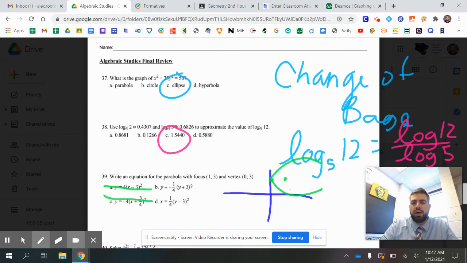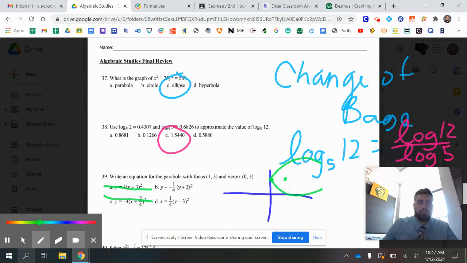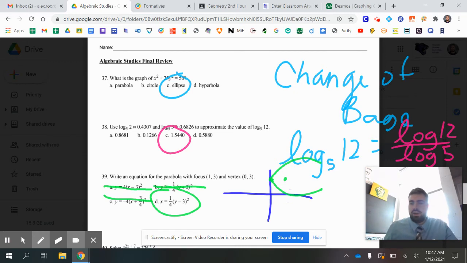So then I think about, okay, well, which one is it going to be if we have y equals or x equals something, right? So really, our only answer that makes sense is D. And we could verify this using Desmos. In fact, we will, right?